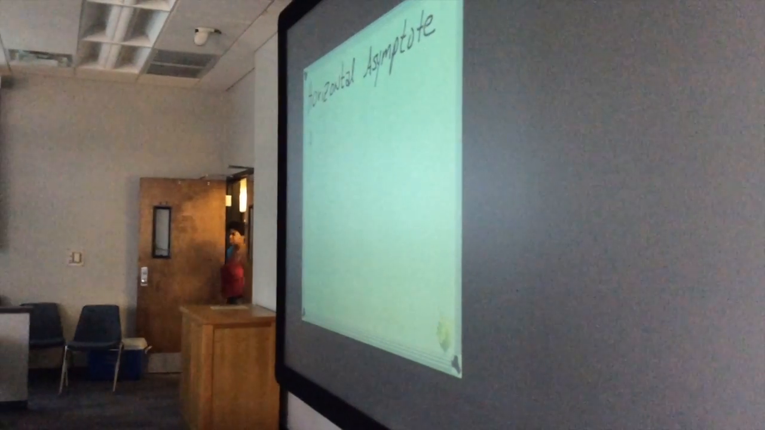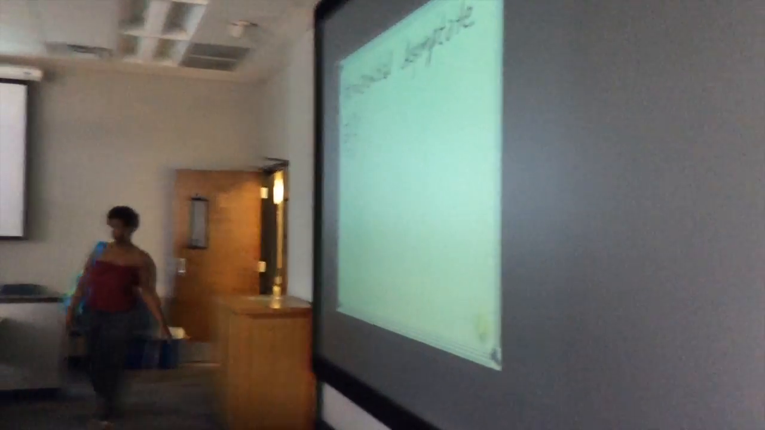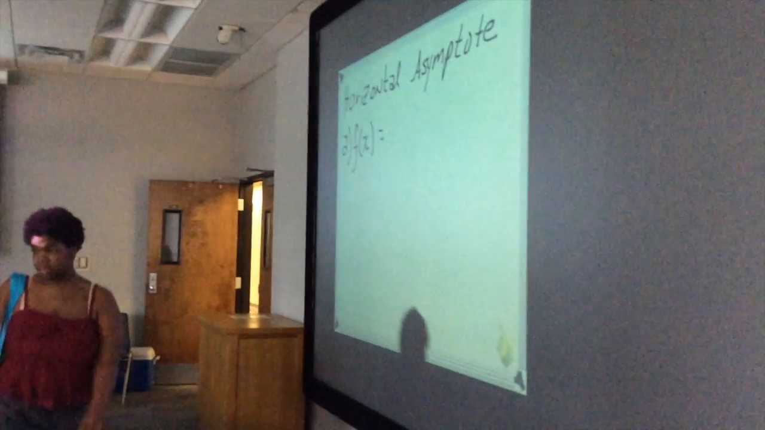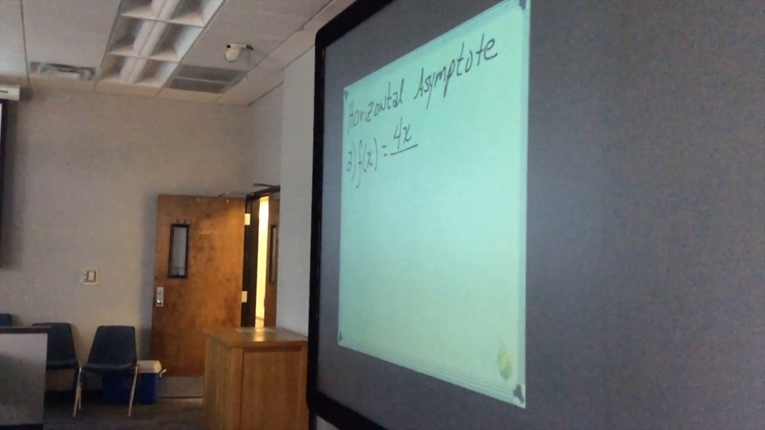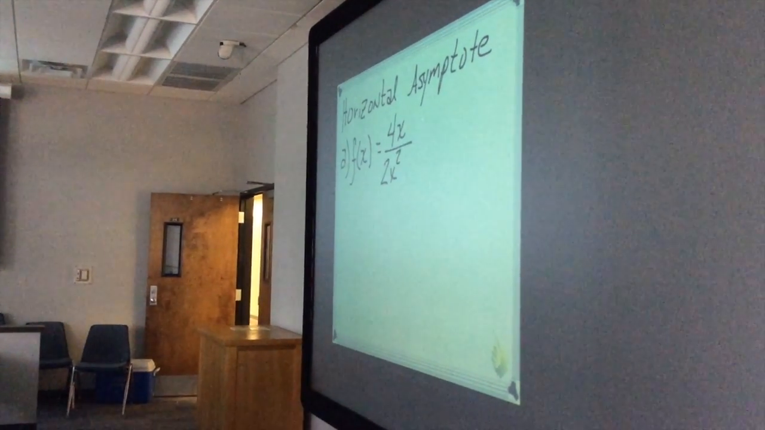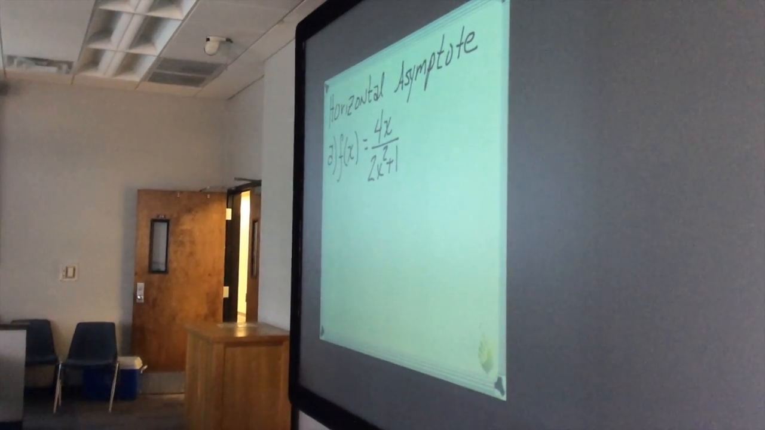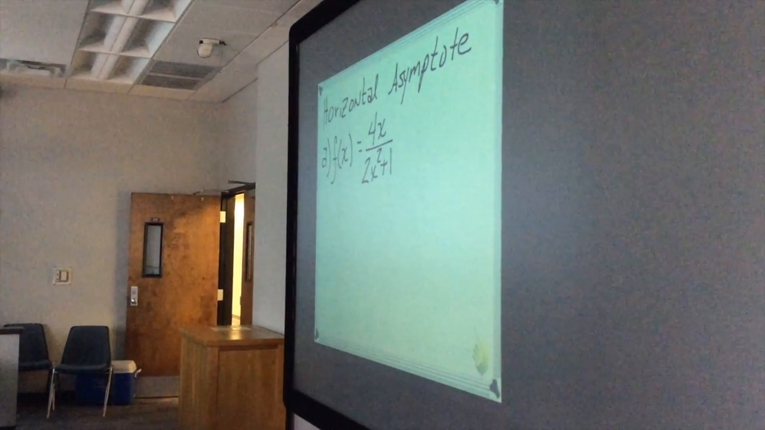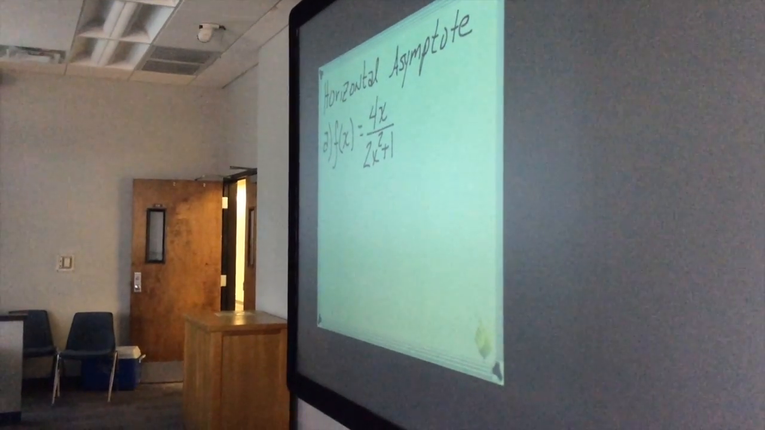A. We have f of x equals 4x over 2x squared plus 1. With horizontal asymptotes, you have to look at the degrees of the numerator and the degrees of the denominator. So what's the degree of the numerator? 1. What's the degree of the denominator? 2.